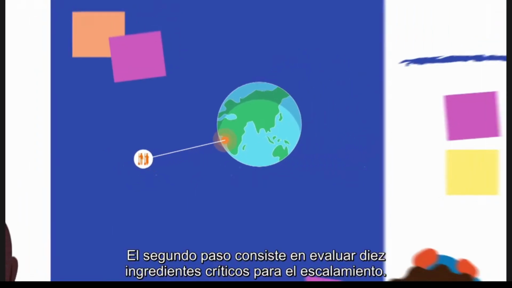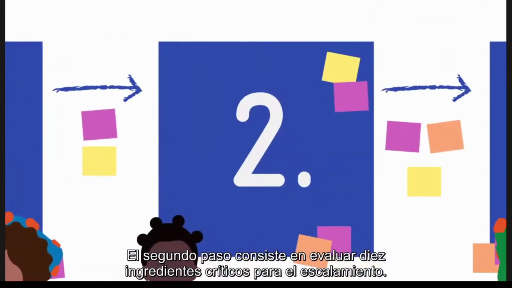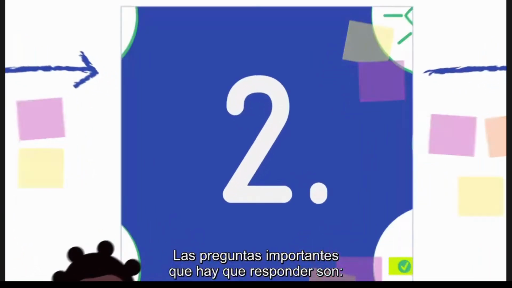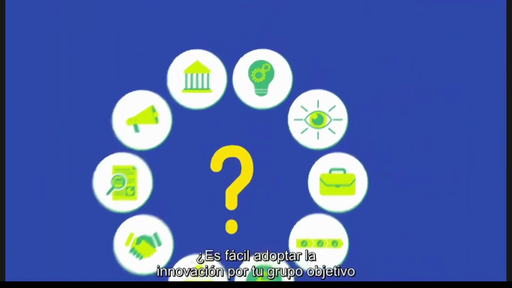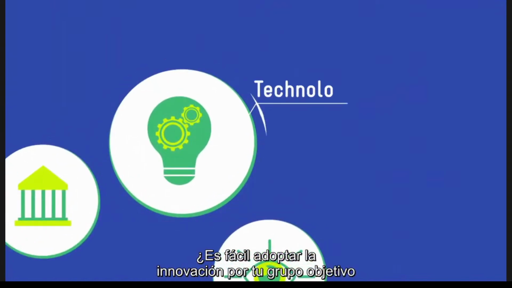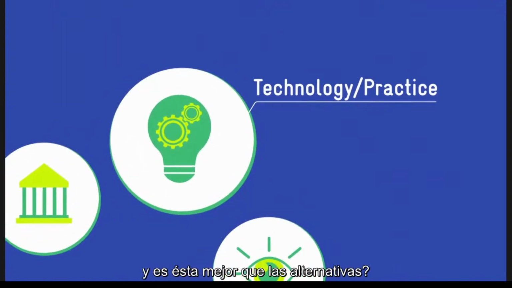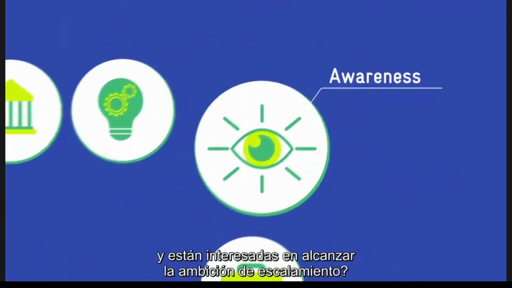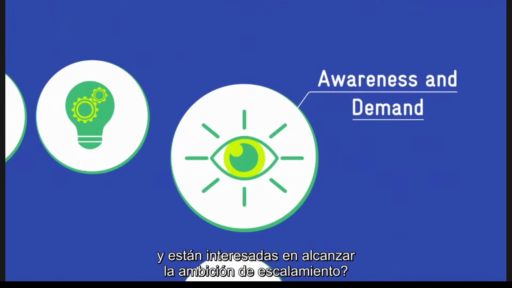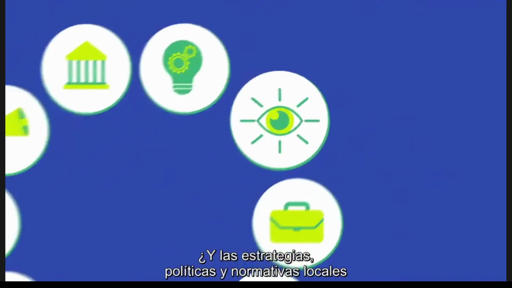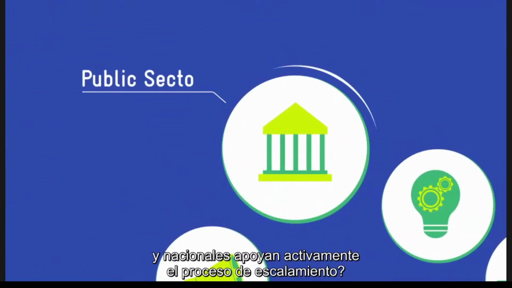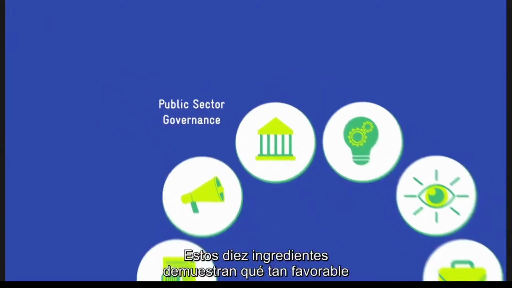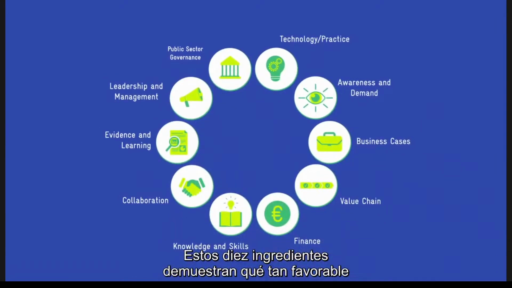The second step evaluates 10 critical scaling ingredients. Some important questions to be answered are: is the innovation easy to adopt by your target group and better than alternatives? Do stakeholders recognize that innovation is needed, and are they interested in achieving the scaling ambition? And do local and national strategies, policies, and regulations actively support the scaling process? These 10 ingredients show you how favorable the context is for scaling the innovation.